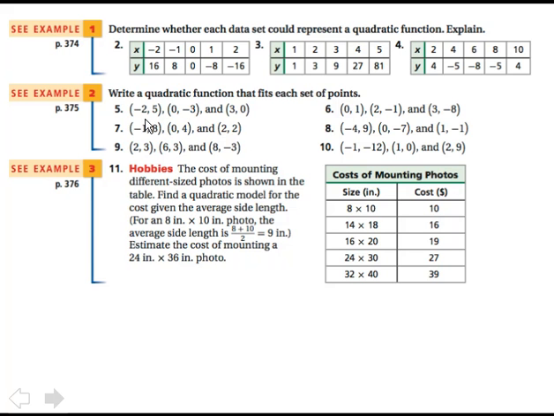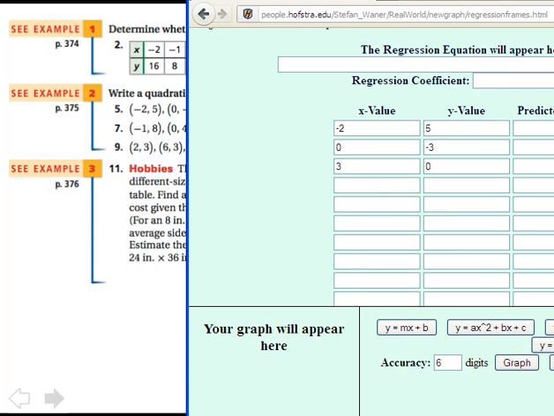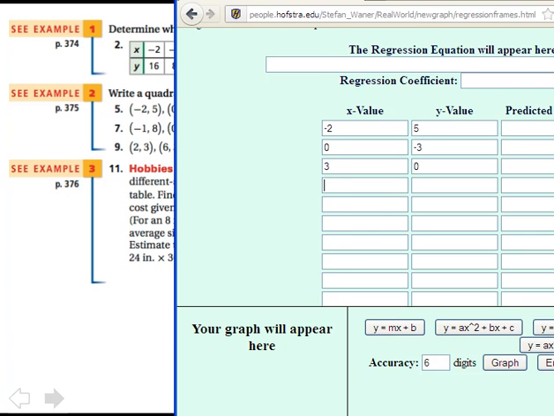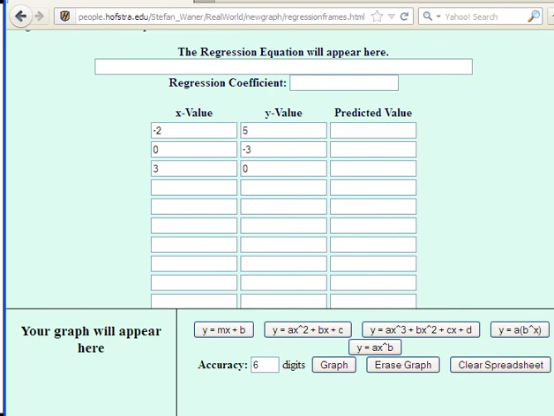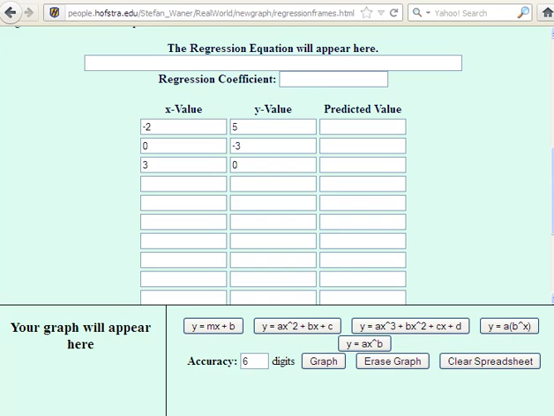If you take a look at number 5, I'm going to show you these points here: negative 2, 5, 0, negative 3, and 3, 0. You can use your graphing calculator, plug in those points. Or I have a regression calculator here, and I have a link to this, which should be on my website in the classroom.